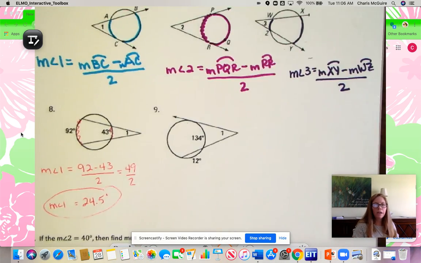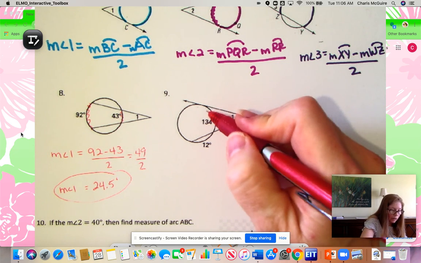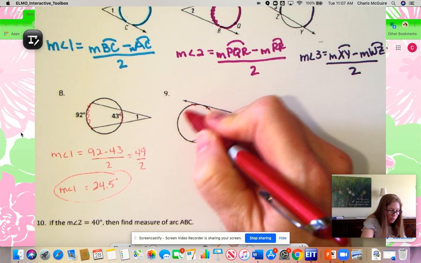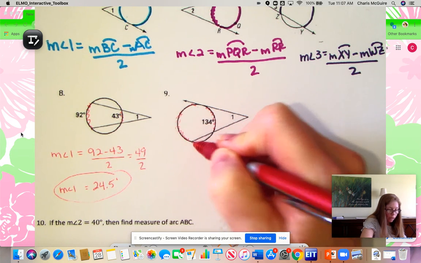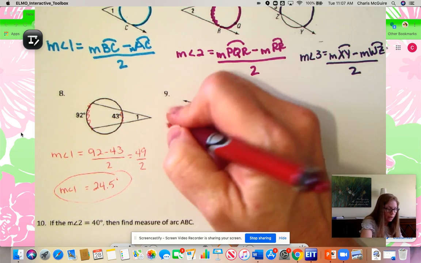All right, number 9. Let's look at number 9 for a second. So we have an arc that's 134, but we don't have this piece back here. Can you tell me the measurement of that missing arc length? Okay, hopefully you said 214 degrees. 214 degrees is this missing piece, and let's see how we get that.